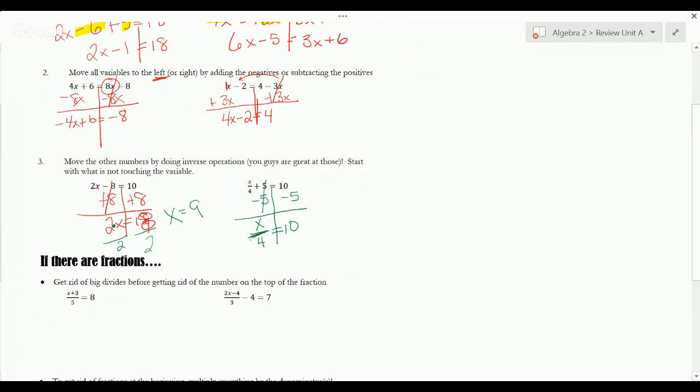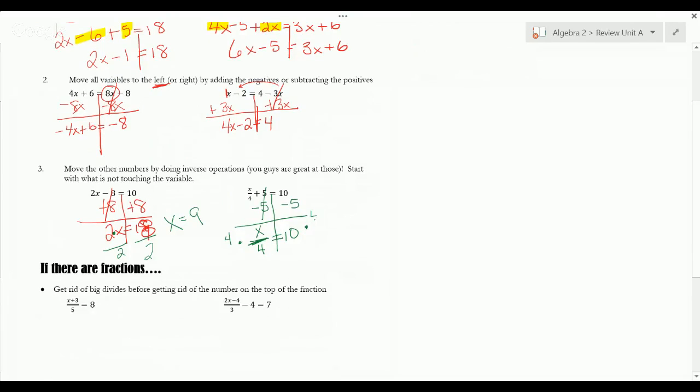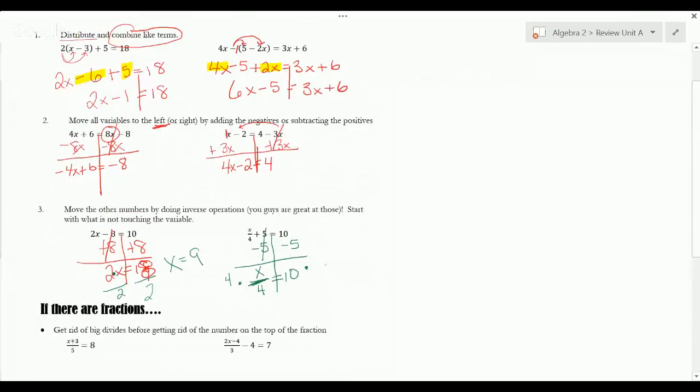And to get rid of a divide by 4, I multiply by 4. I keep hitting the button on my mouse. And so what I have is x is 40, because those 4s, 4 over 4, cross off.